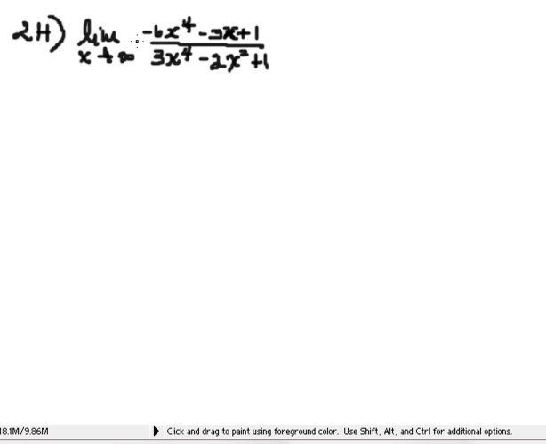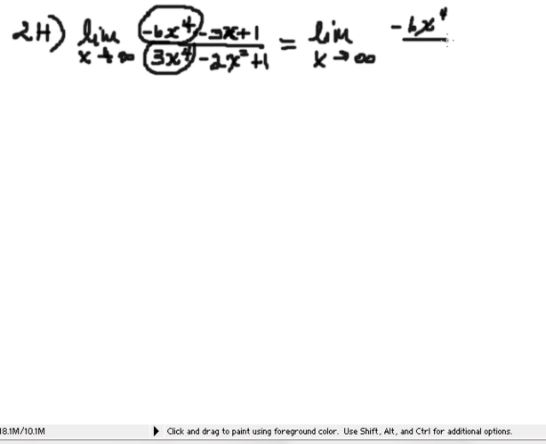So again, when we take the limit as x goes to either infinity or minus infinity, we only have to take into consideration what we call the leading terms, the terms with the largest powers. So that would be these two in the numerator and denominator. That would be equal to the limit as x goes to infinity of -6x^4 divided by 3x^4. So the x to the fourths cancel, and we just have -6 over 3, which is -2.